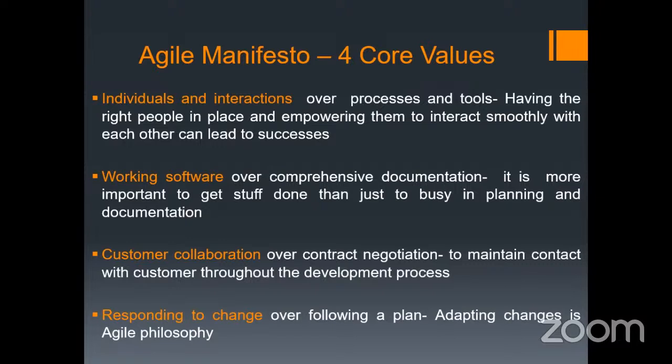Similarly, responding to change over following a plan. In SDLC, we plan and we follow that plan. Accommodating a change at a later stage is very difficult in SDLC. But in Agile, adaptability is the main focus. That's why whenever the customer asks for a change, you accept that change and you accommodate it. So these are the 4 core values of Agile: individuals and interactions, working software, customer collaboration, and responding to change.